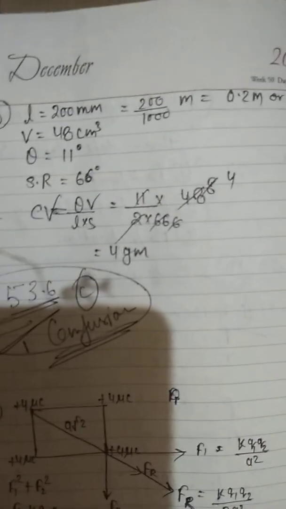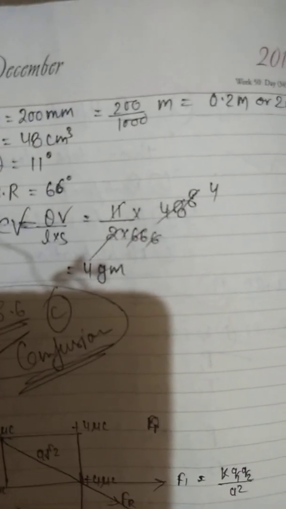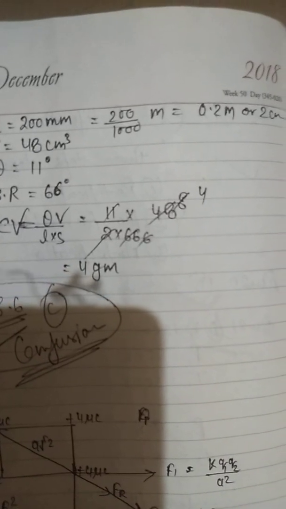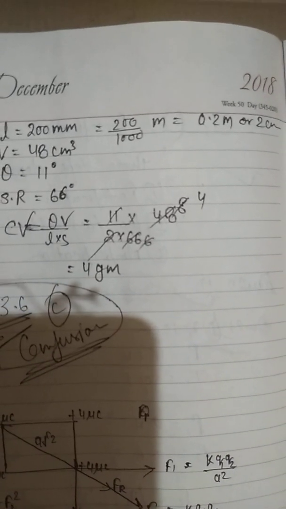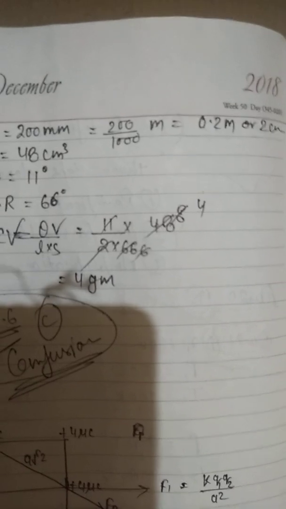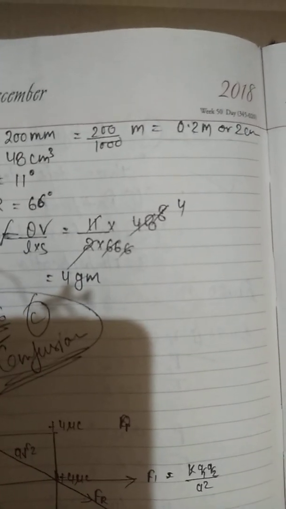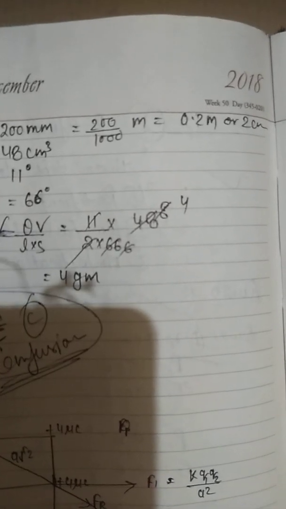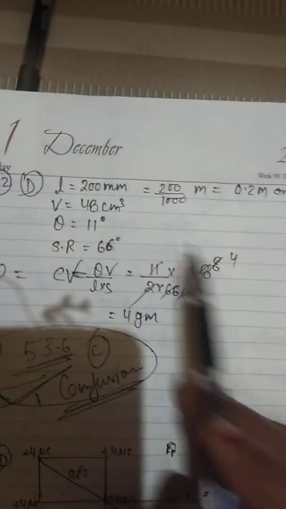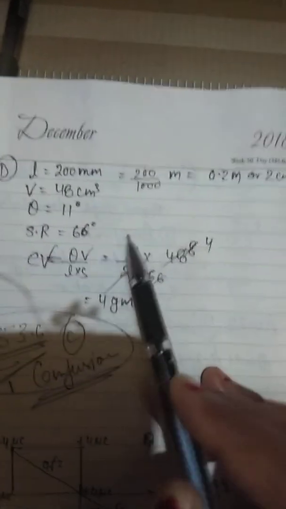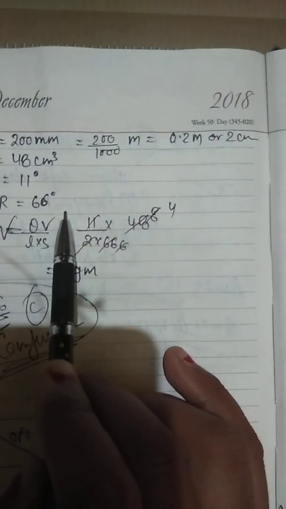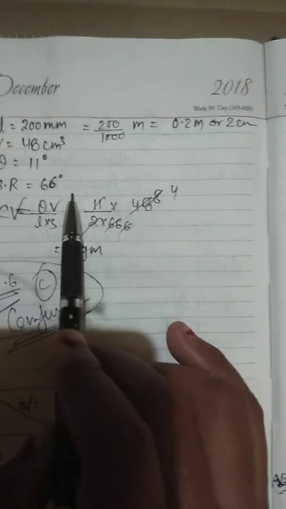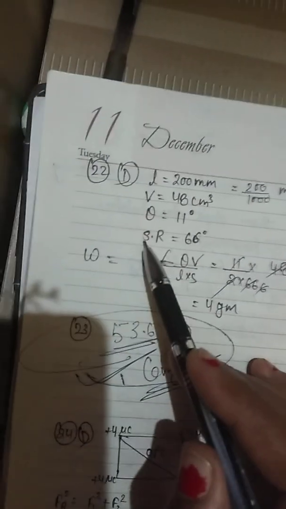Given is a 200 millimeter long polarimeter tube containing 48 centimeter cube of sugar solution produces an optical rotation at 11 degree when placed in a polarimeter and in front of white light. If the specific rotation of sugar solution is 66 degree, the amount of sugar contained in the tube in form of solution is. Amount of sugar has been asked here.